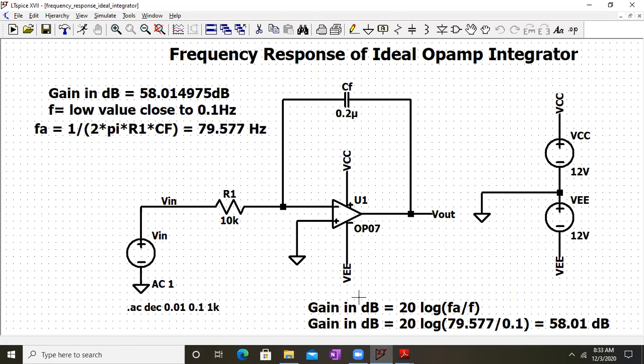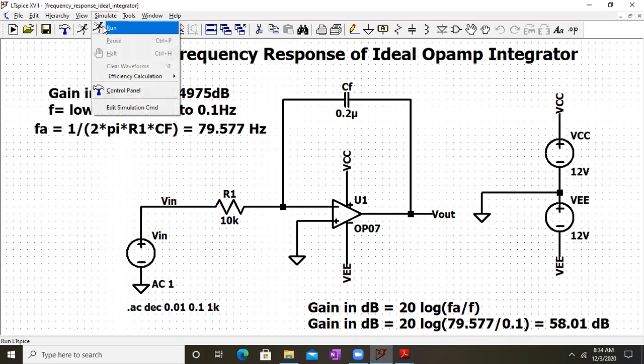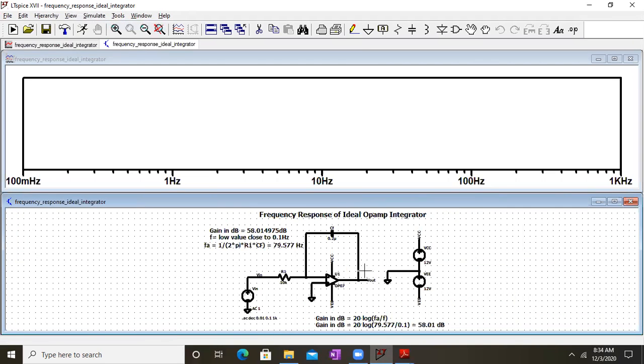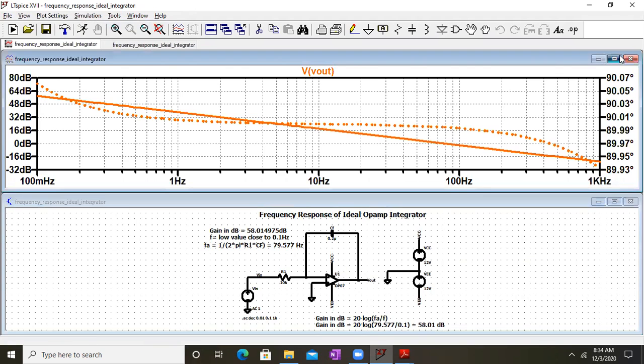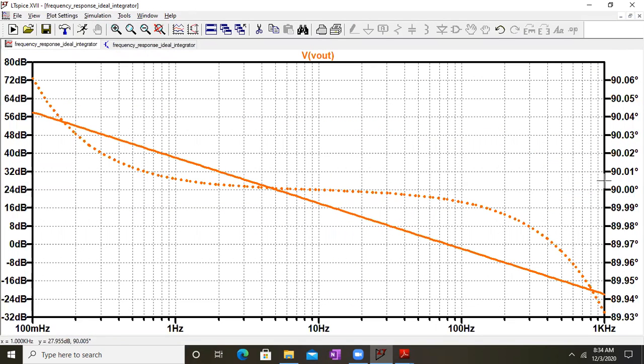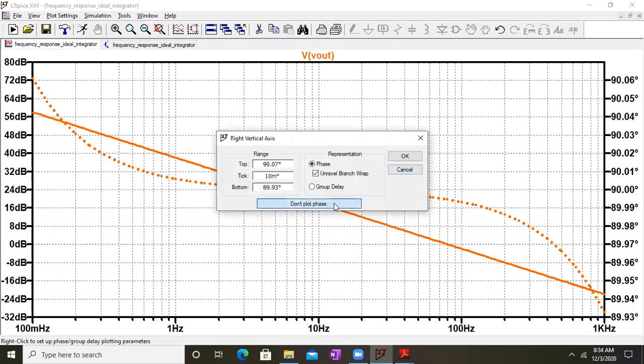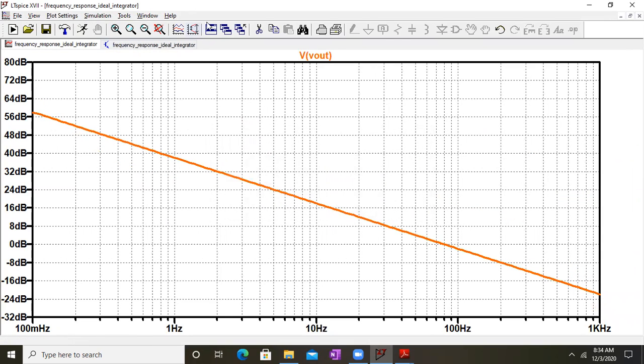So the cutoff frequency will be given by 1 upon 2 pi R1 into CF. If you put this number into the calculator, you will get the frequency value FA as 79.577 hertz. One of you can cross check this. And now let me plot the frequency response curve for this. Okay, so here we get the magnitude as well as the phase plot. So here is the frequency response of this ideal integrator circuit.